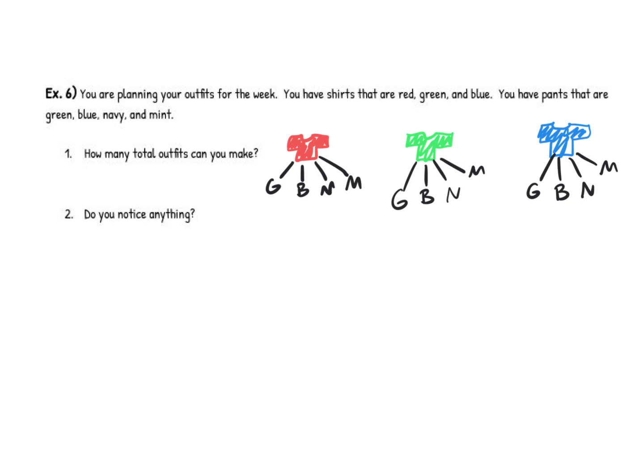So you could have created a tree diagram like this to figure out how many possible outfits you could make. So you can make 12. Red with green pants, red with blue, red with navy, red with mint. Same for the green and the blue. So you can make 12 outfits. Is there anything you notice about that 12? We have 3 shirts and 4 pants. And 3 times 4 is 12.